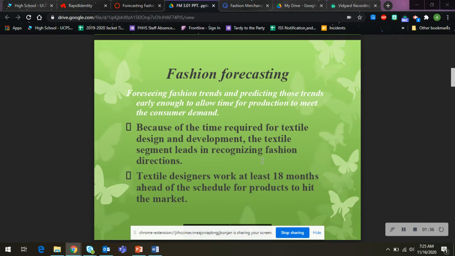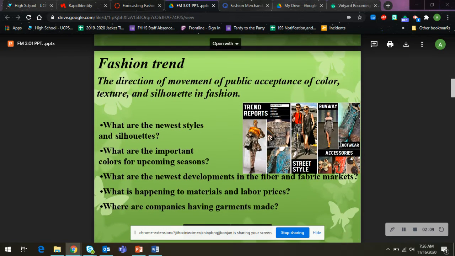Okay, so fashion forecasting is foreseeing fashion trends and predicting those trends early enough to allow time for production to meet the consumer demand. So because there is a time required for textile design and development, the textile segment leads in recognizing fashion directions. Textile designers work at least 18 months ahead of schedule for products to hit the market. So right now, they are looking at things next winter, literally 2021's winter fashion. They've already gone through and done everything else in between. They're at least 18 months ahead.